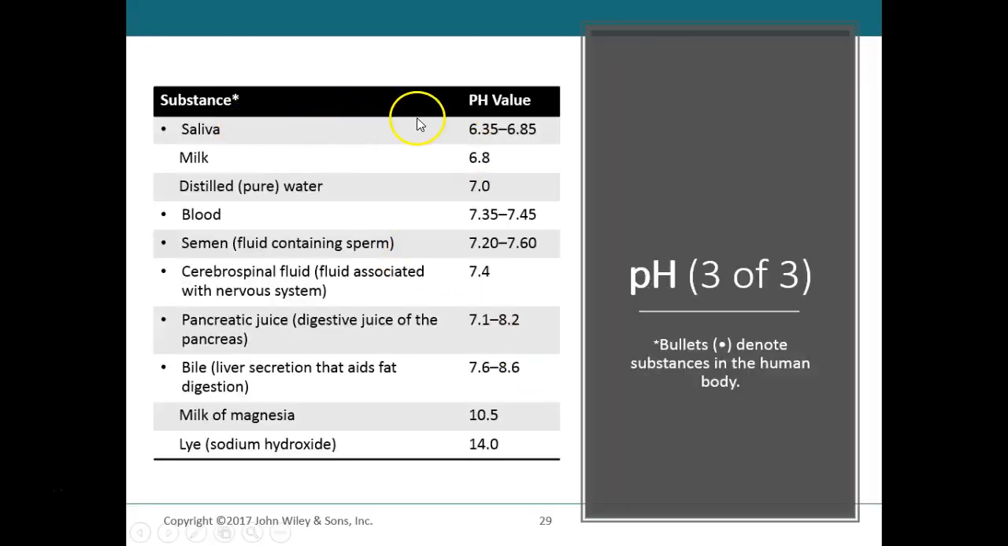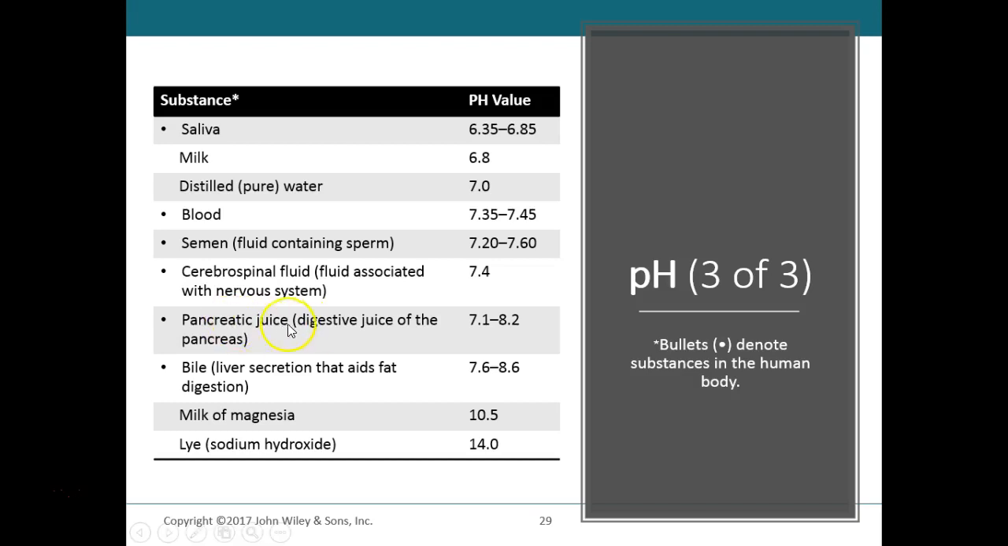All right, so your saliva, almost at a neutral pH, so just barely acidic. And here we've got milk, just barely acidic. And then pure water at 7.0, which has a neutral pH. Most body fluids, such as blood, semen, your cerebrospinal fluid, your bile, pancreatic juices are going to be alkaline.